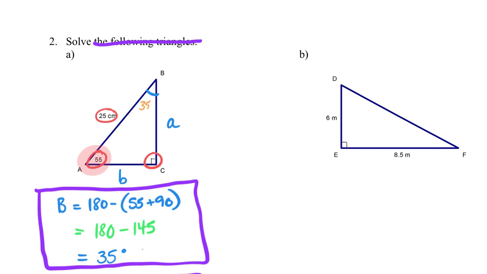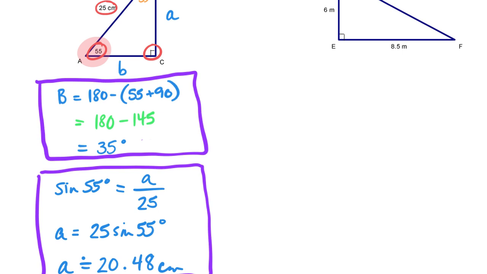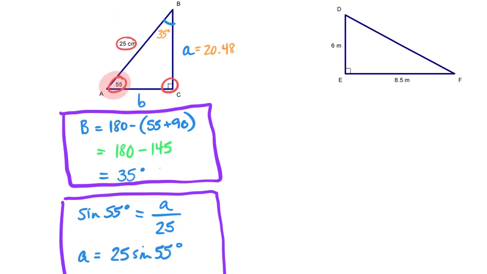My angle B was 35. Now, my side A was 20.48. And my side B was 14.34. If I take a look at that diagram, what I need to say to myself is, is it proportional? What that means is, do small angles give me small opposite sides? Do big angles give me big opposite sides? So let's take a peek.